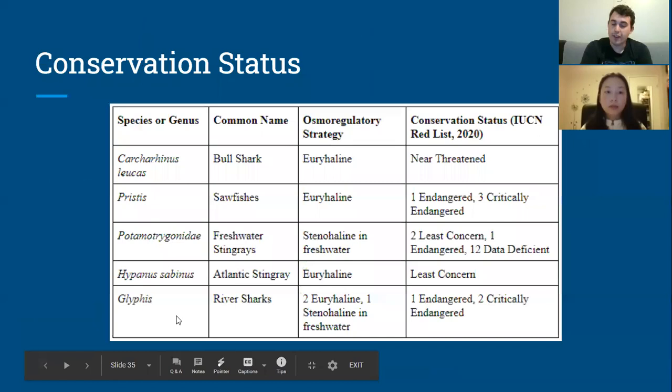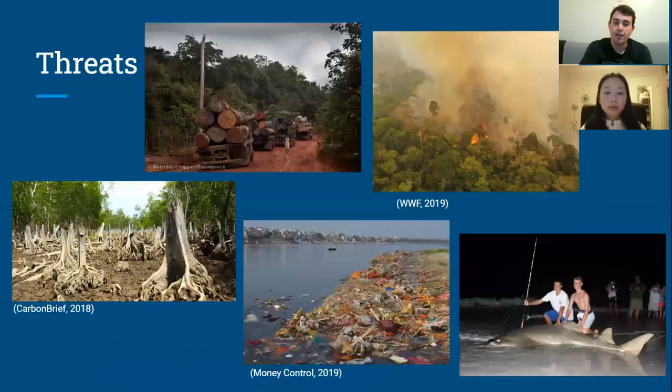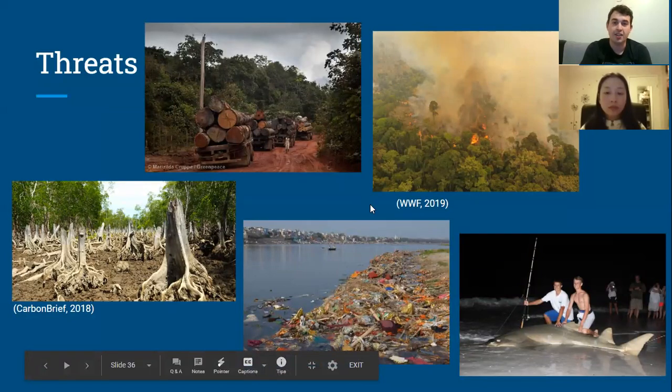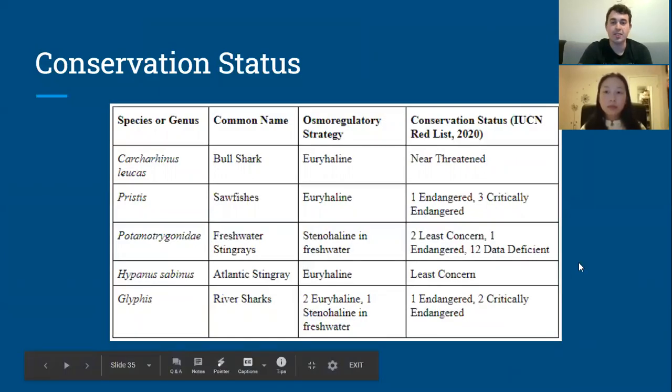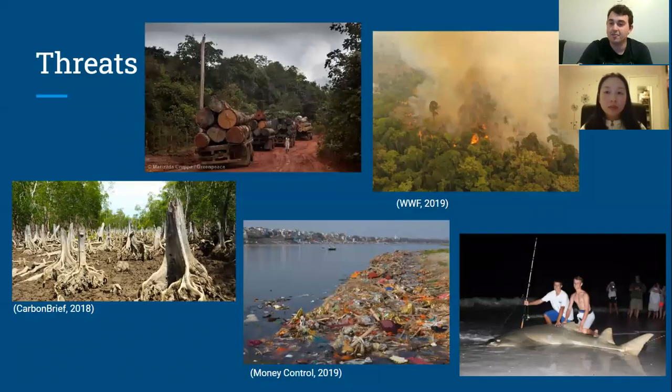Now, the glyphis sharks, as I mentioned briefly here, that I found interesting, there's actually a species of Euryhaline freshwater sharks, which is the only Euryhaline freshwater shark that is known. And it lives in the Ganga River in India, which is incredibly polluted. And as such, it is most likely trying to deal with the pollution levels, and it's probably struggling as well, as it is one of the critically endangered species that is actually very understudied to the point where we have no data on it, apart from just that it exists.